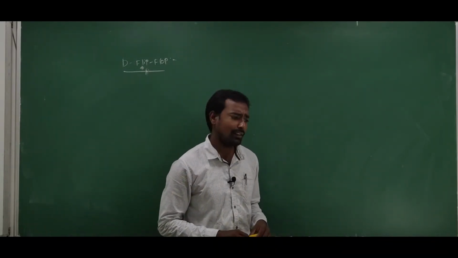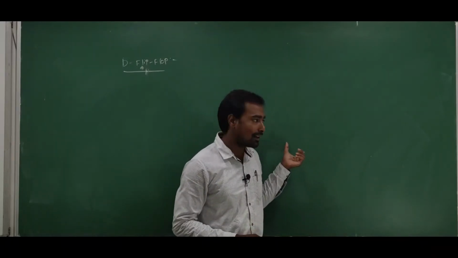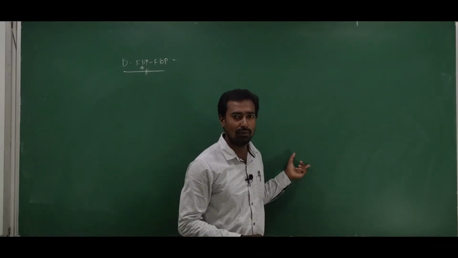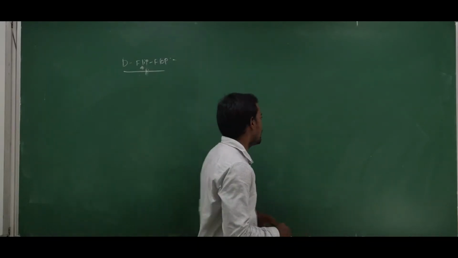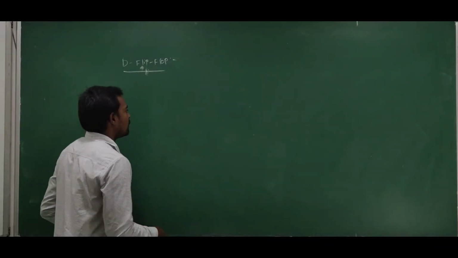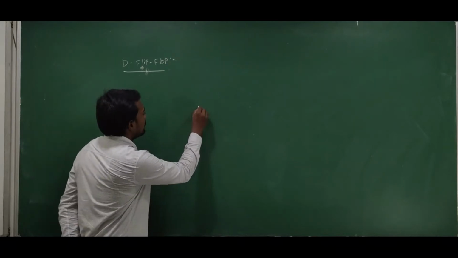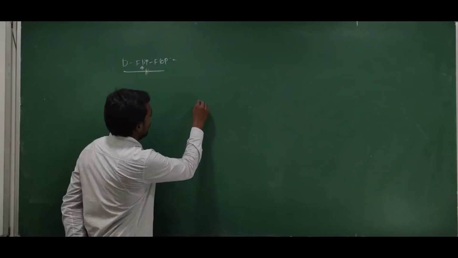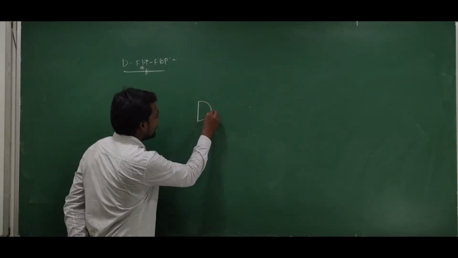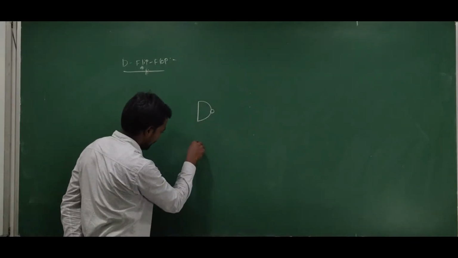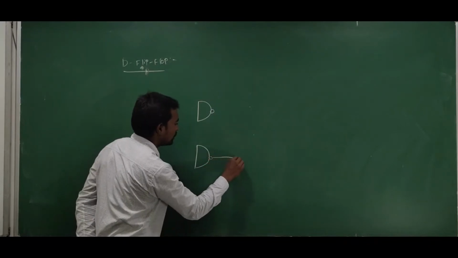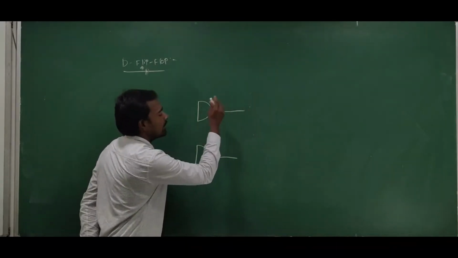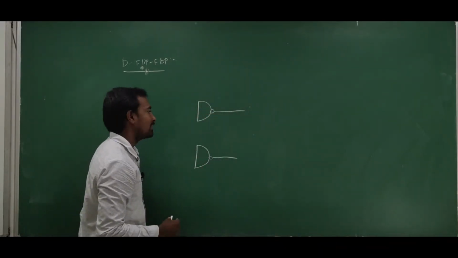Okay, in this session we will discuss about the logical circuit of the D flip-flop as well as the truth table of the D flip-flop. The logic circuit of the D flip-flop is here. The cross-sectional connection of the 2 NAND gates is called as latch.